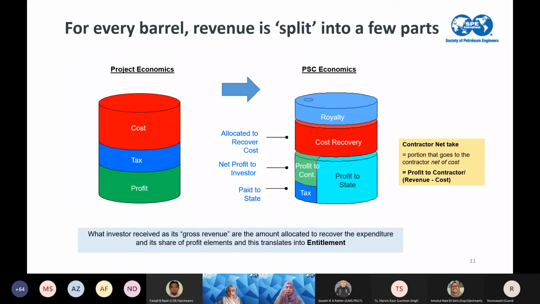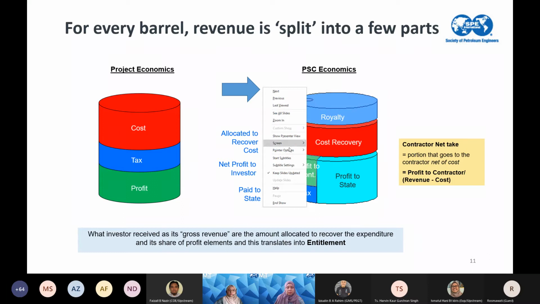So a portion of the revenue goes to royalty, a portion of it goes to cost recovery to recover costs that you spent, okay? And then the remaining profit is shared between the contractor and host authorities, okay? The thing is, the contractor still has to pay tax on their share of profits, okay? So you can see that here.